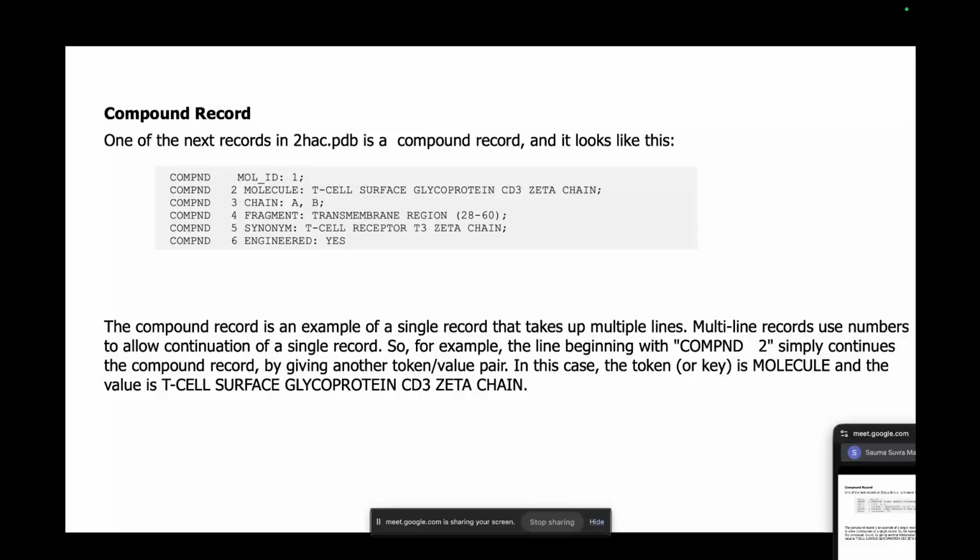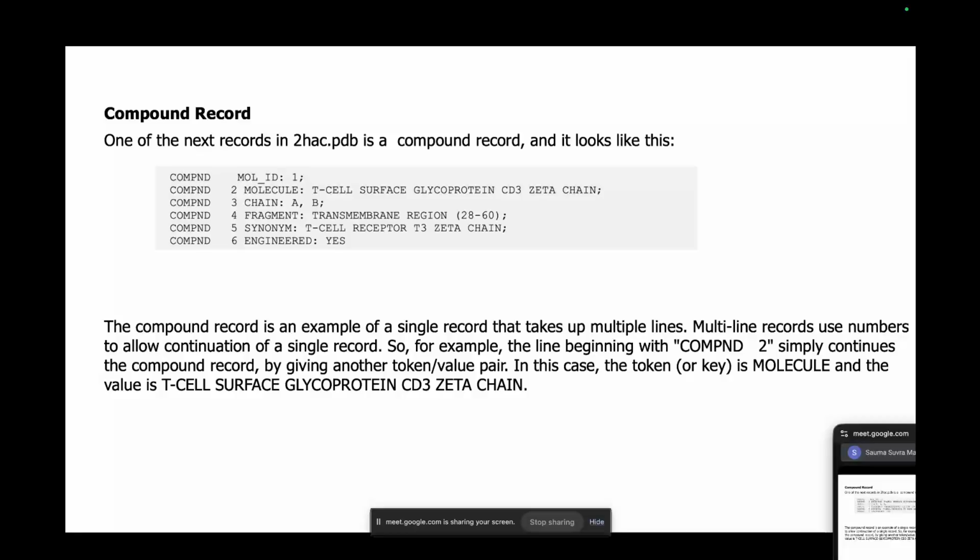The compound record is also a description of the protein itself, but it is divided into different lines. So it starts from here. This is the molecule ID. This is the first line. The second line describes the molecule, T cell surface glycoprotein CD3 zeta chain. There are two chains, A and B. Then the fragments: it's a transmembrane region for this particular set of residues. What is the synonym of this, and is it an engineered molecule or not? So it's basically describing the compound itself, so it's called the compound record.